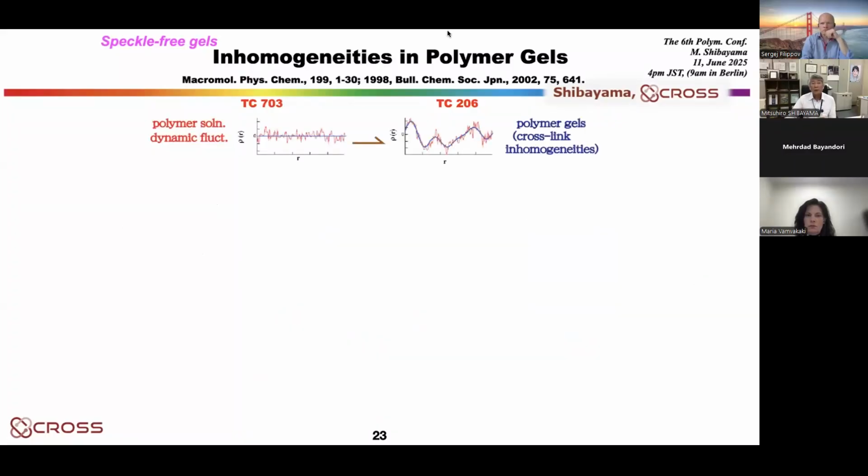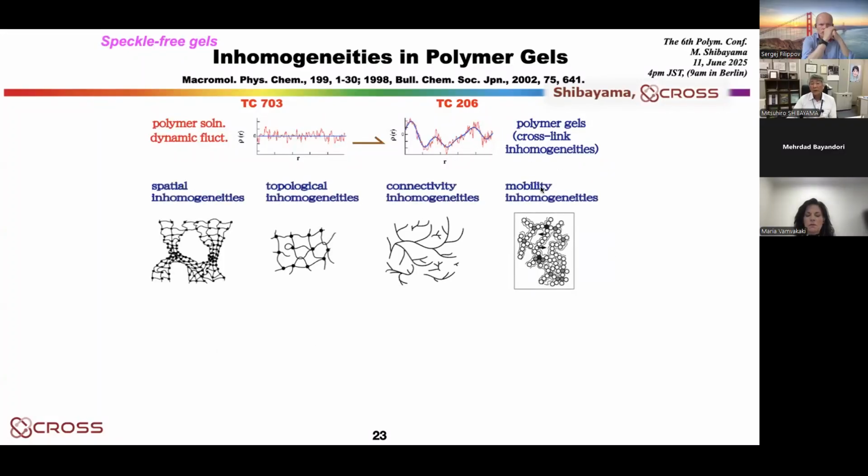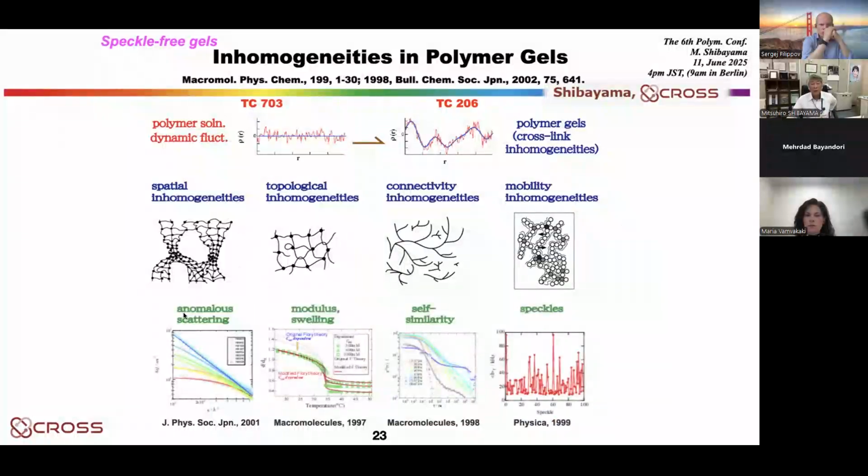So then we propose the inhomogeneity in polymer gels. In a polymer solution, there's Brownian motion going on, but in the case of gel, in addition, we have a cross-linking inhomogeneity. There are several ways of characterizing this inhomogeneity, such as spatial inhomogeneity, topological inhomogeneity, connectivity inhomogeneity, and mobility inhomogeneity. Those are more or less independently observed by different methods, such as static scattering like X-ray or neutron, swelling experiments or modulus experiments, or dynamic light scattering or speckle.